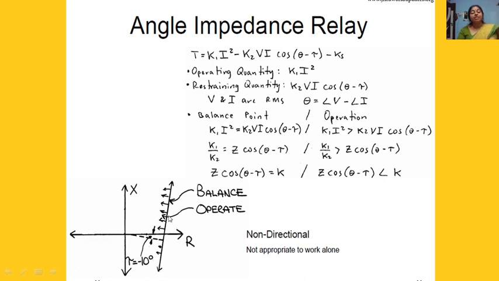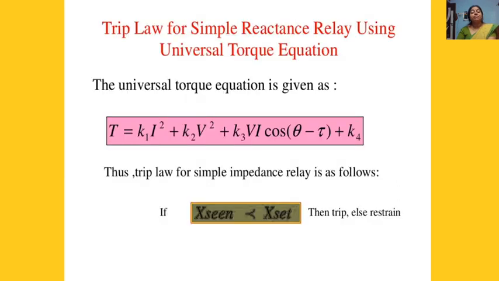This relay will not operate alone. We have to combine it with another relay, either an impedance relay or a reactance relay. The Mho relay is inherently a directional relay because it covers only the first quadrant.